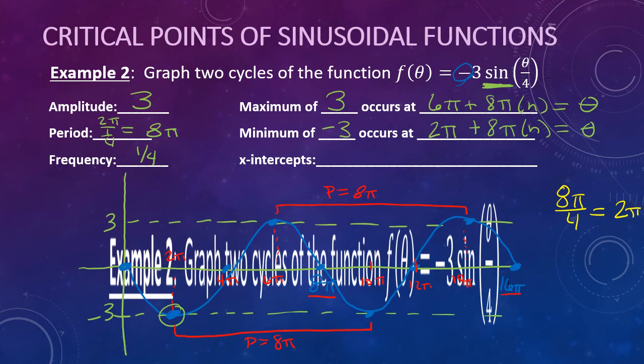I call them the x-intercepts. These really hypothetically should be called the theta intercepts. We'll just call that a typo on our part. So the theta intercepts, if you think of your very first intercept, it is at 0. And every 4 pi later, you have another theta intercept.